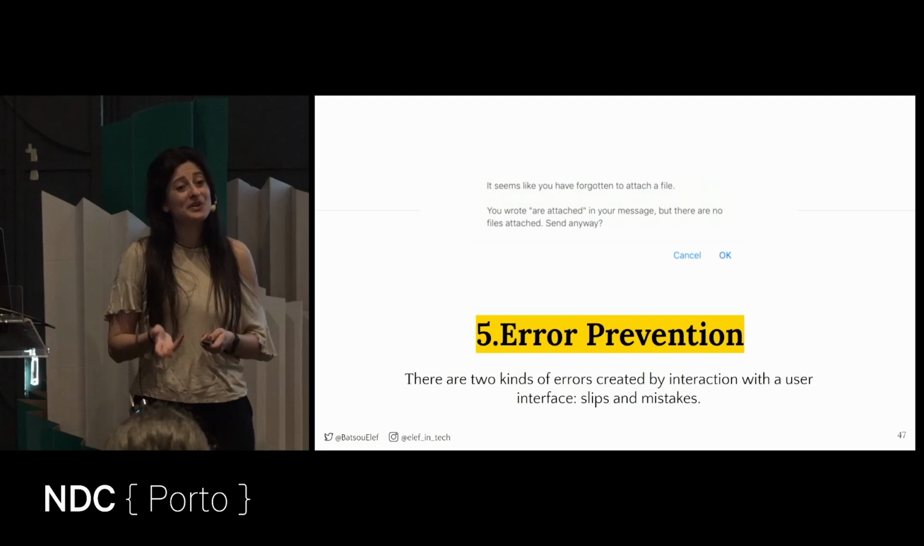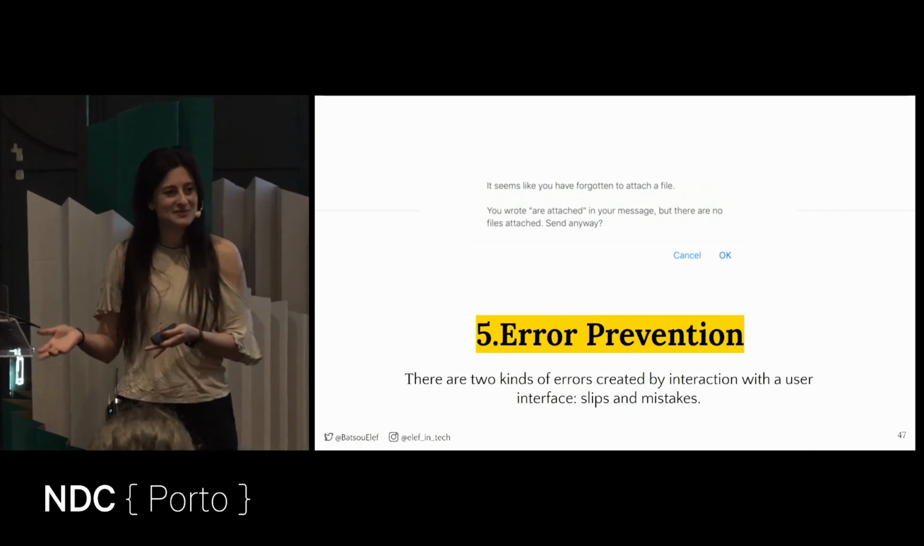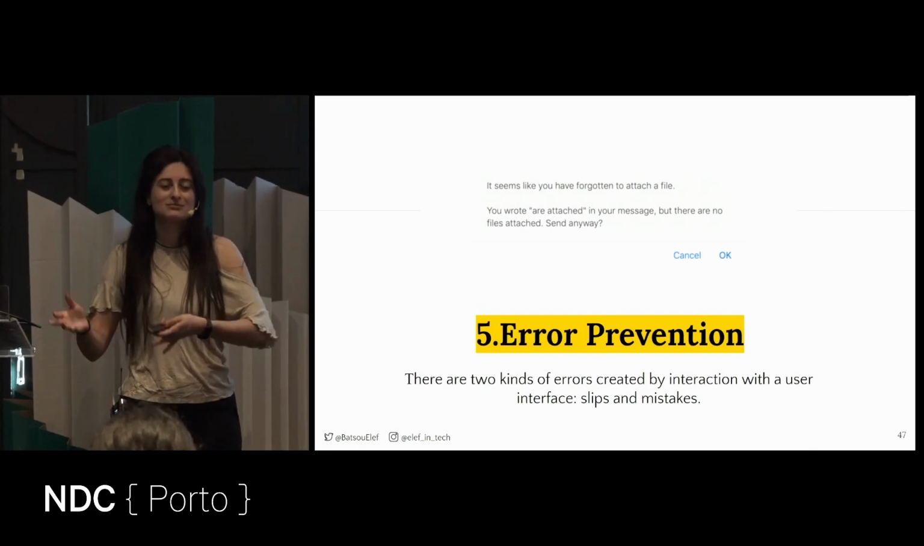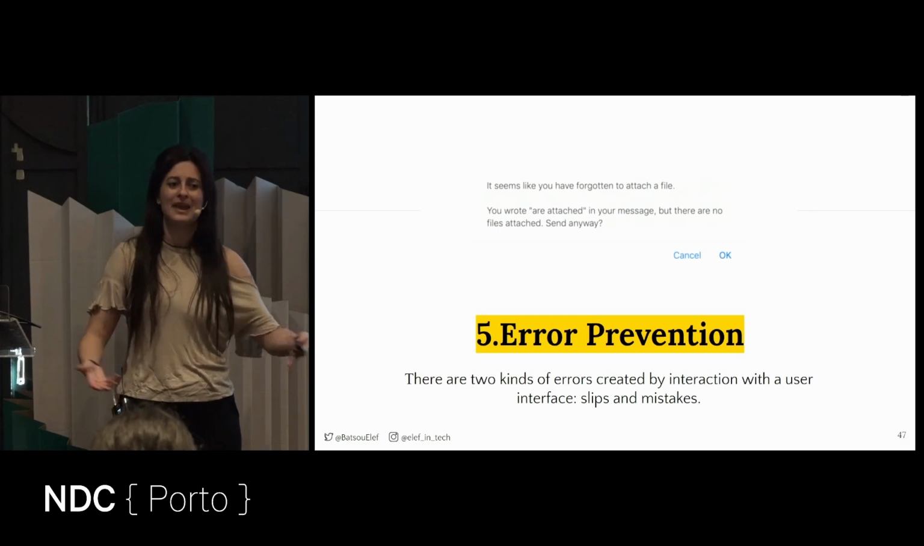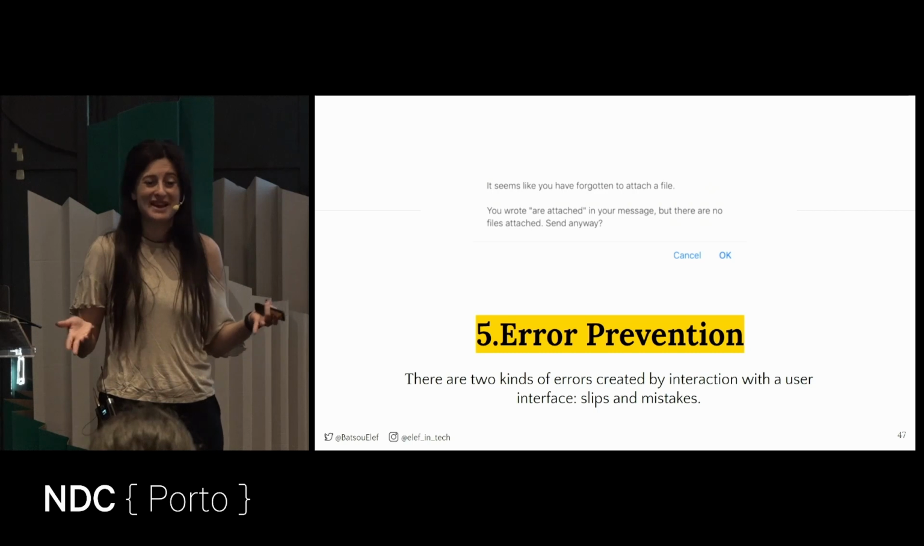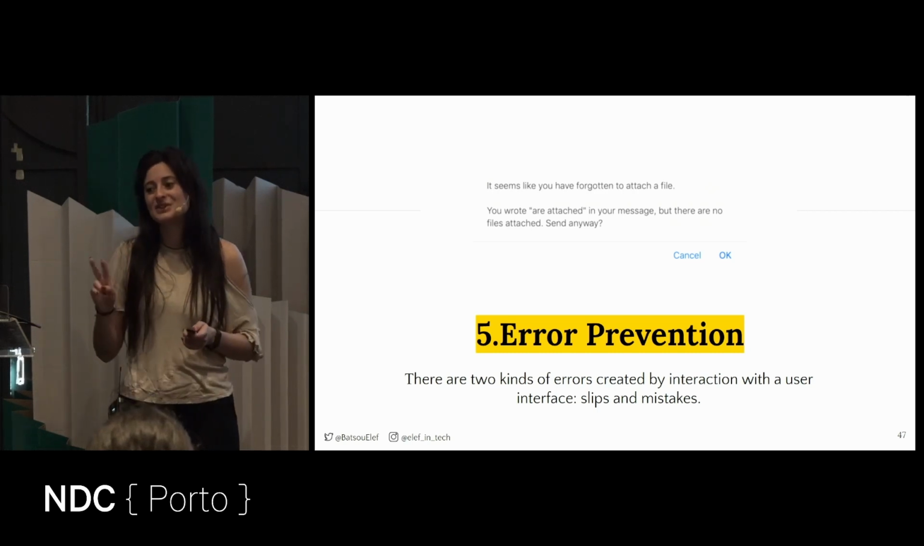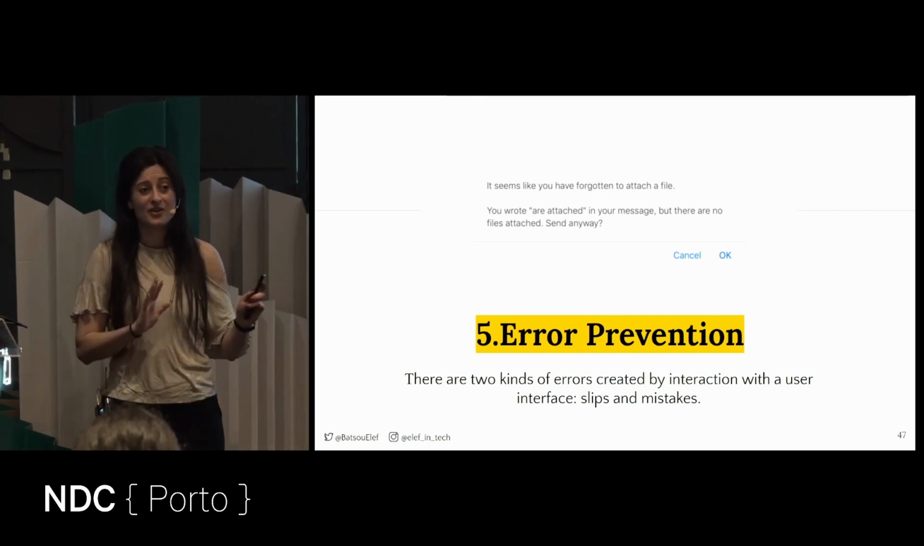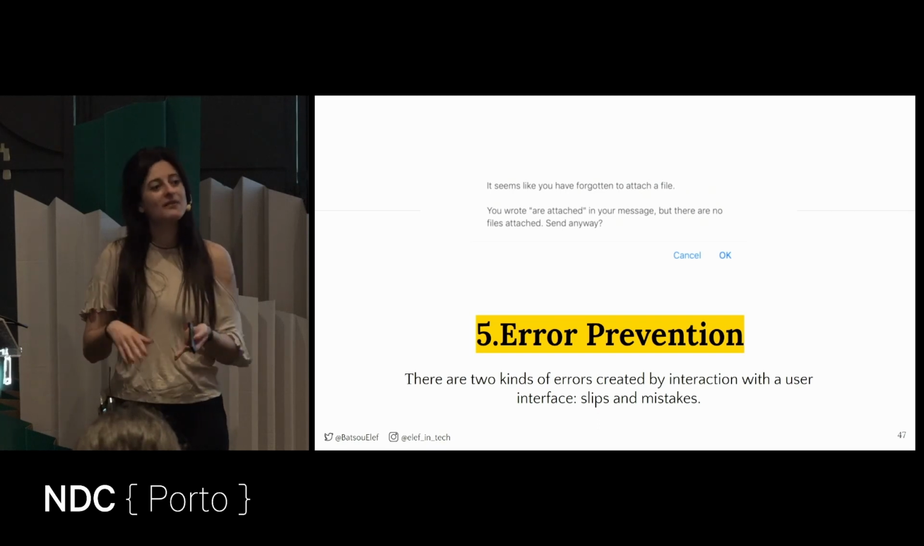Then we have error prevention. And as I mentioned a bit earlier, our users will make mistakes. Even if we have a great product, which we will have, they will make mistakes, okay? But we actually have two types of errors. We have the slips and we have the mistakes.